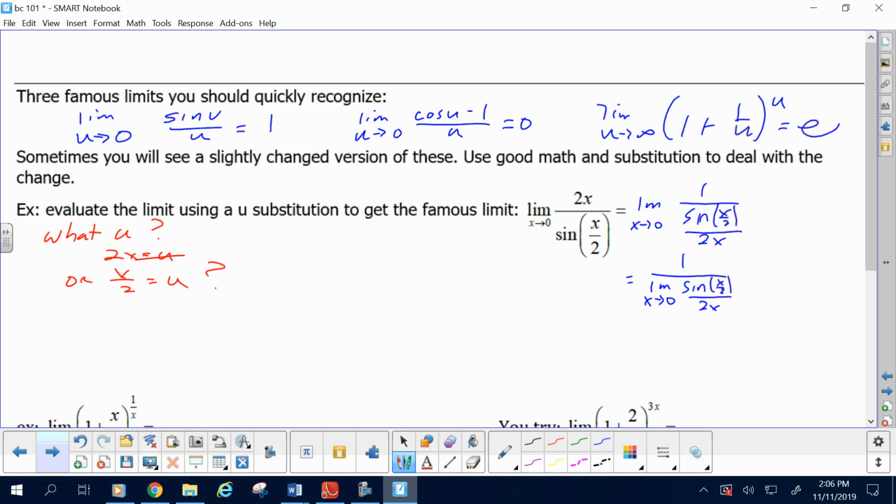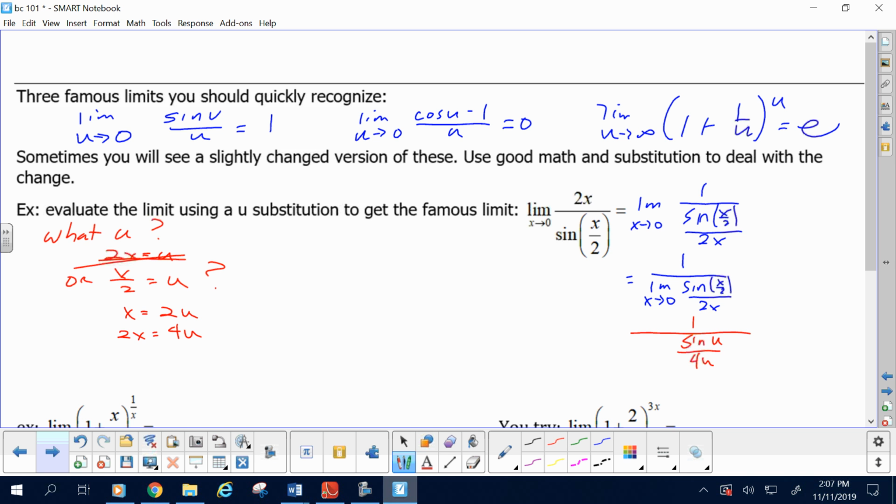So you should let u equal x over 2. When I do that, then this becomes sine of u. That part does. And just like any definite integral u stuff, you have to account for everything. So let's go to 2x. If I let x over 2 equal u, then isn't x equal to 2u, and therefore 2x equals 4u. So the denominator would be 4u.